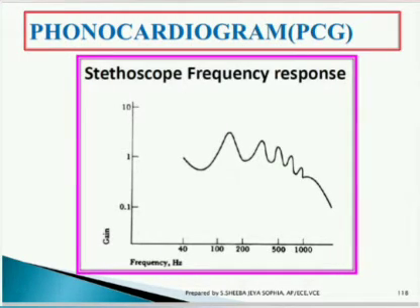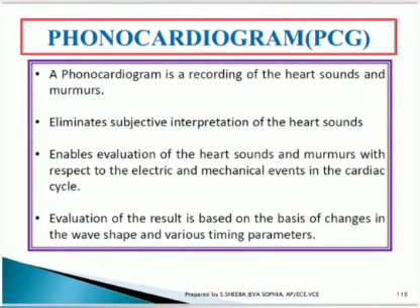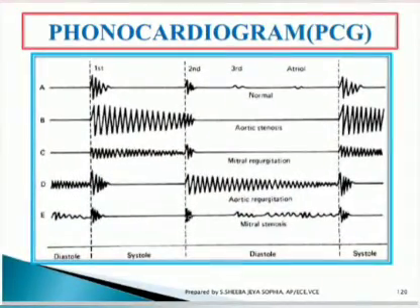Gain versus frequency is marked here. A phonocardiogram is a recording of heart sounds and murmurs. It eliminates subjective interference of heart sounds and enables the evaluation of heart sounds and murmurs with respect to the electric and mechanical events in the cardiac cycle. Evaluation of this result is based on changes in the wave shape and various timing parameters. You can see clearly from the graph marked here.